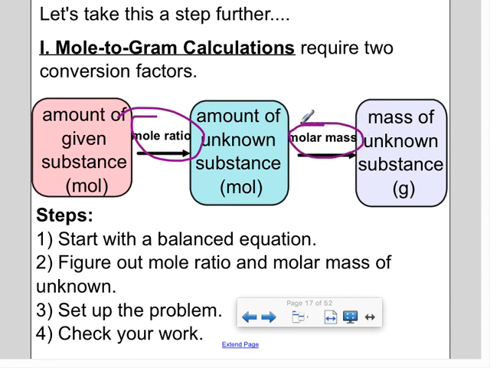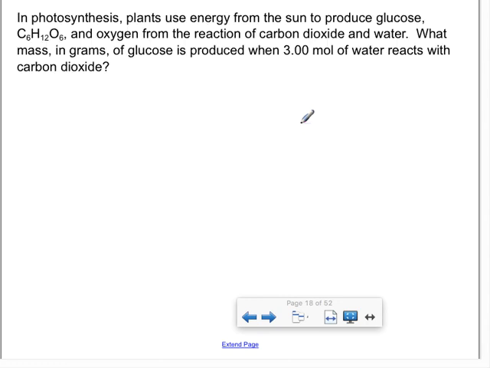So the steps: start with the balanced equation, figure out the mole ratio and molar mass, set it up like this, check your work. So in photosynthesis, plants use energy from the sun to produce glucose and oxygen from the reaction of CO2 and water. What mass in grams of glucose is produced when 3 moles of water reacts with carbon dioxide? Now, I'm being really mean in this example because I'm not giving you an equation. You've got to figure this out.